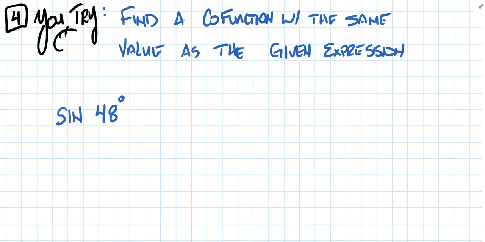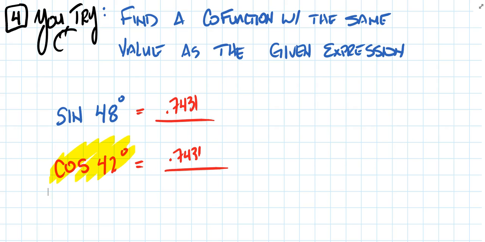Okay, box 4, here's a you try. Find a cofunction with the same value as the given expression, the sine of 48 degrees. Hopefully you got the right answer of cosine of 42 degrees. The reason this is true is because sine and cosine are cofunctions, and 48 and 42 are complementary angles.